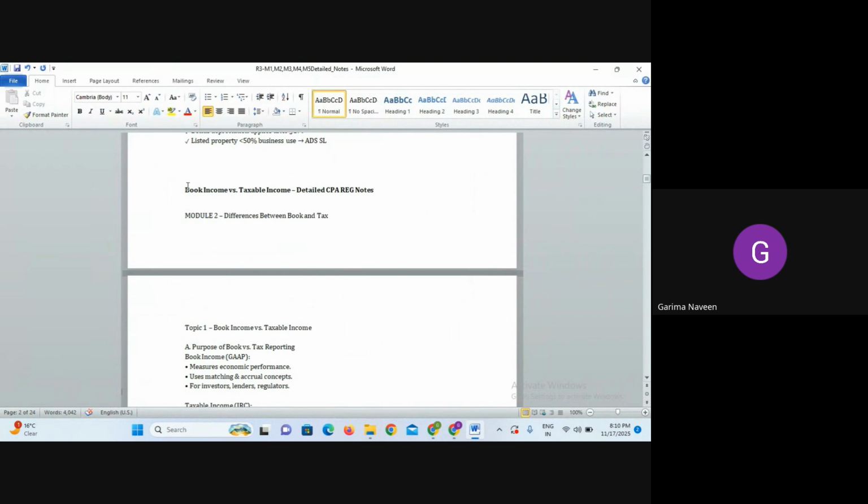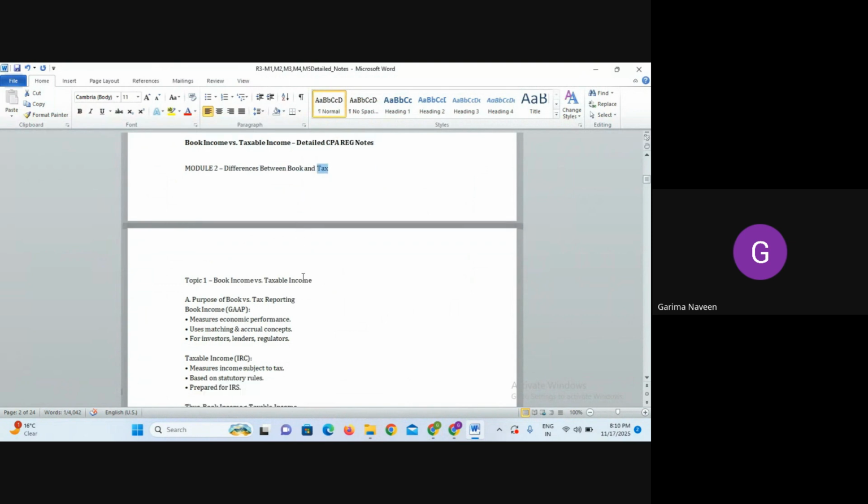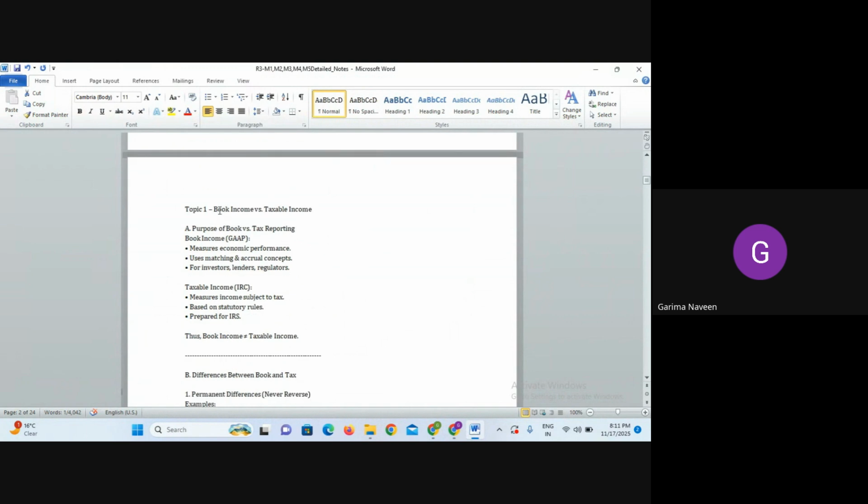So what is the difference between book income versus taxable income? Basically, there are certain items which are recognized either in book or in tax purposes which give rise to some differences, which are called permanent or temporary differences. These differences are reported in this schedule. Book income versus taxable income. The purposes of book versus tax reporting.